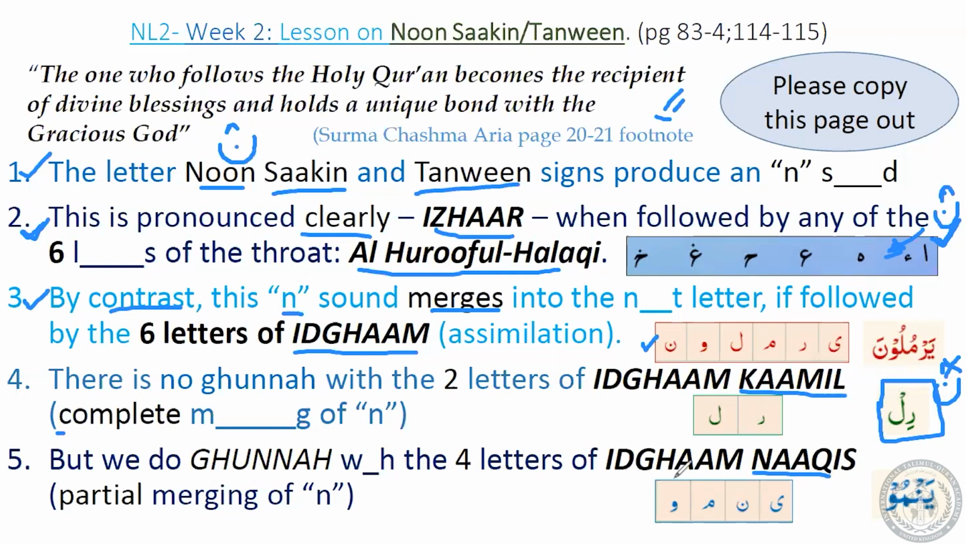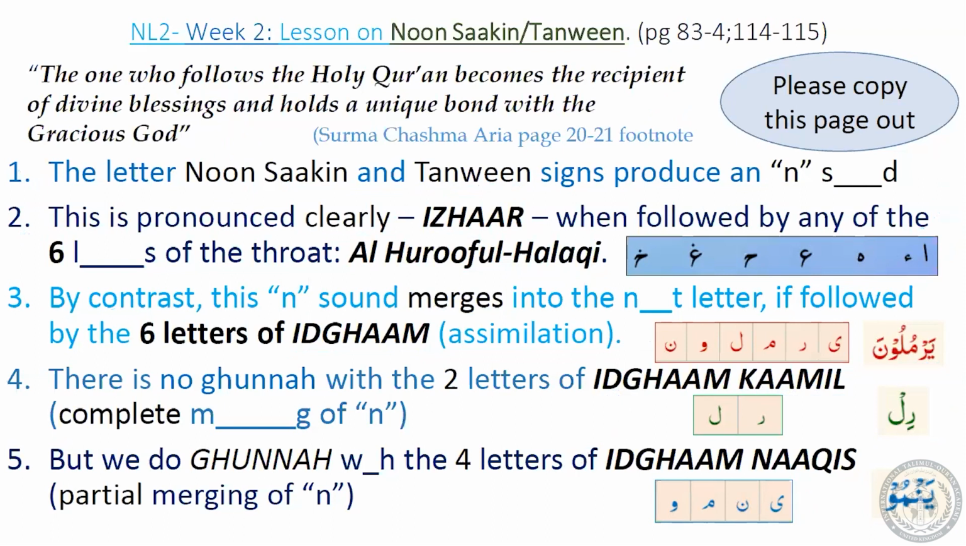So this week we've done idgham naqis, and we said that we do ghunna when the 4 letters of idgham naqis are followed by noon sakin. So noon sakin is followed by those, and these are the letters. I want you to learn this word here, yarmalun. It's a made up word of these letters. It doesn't mean anything, but you know that these are the 6 letters of idgham, and idgham naqis and kamil is the last thing you learned in Nazirah level 1. Hopefully you've written this down, and let's get ready for the quiz.